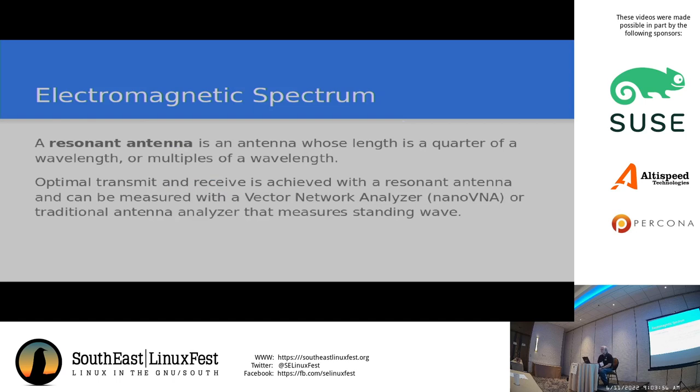Just a little bit about antennas. The whole concept of antennas, especially if you're transmitting, is that the antenna needs to be resonant. It needs to be a quarter wavelength or a multiple of a wavelength to be resonant. So you're going to get your optimum conversion of energy out of the antenna if it's resonant and the length of the antenna is a multiple of a wavelength. Now, for receiving only, that's not as important, but you do get your best reception if you're using a resonant antenna.